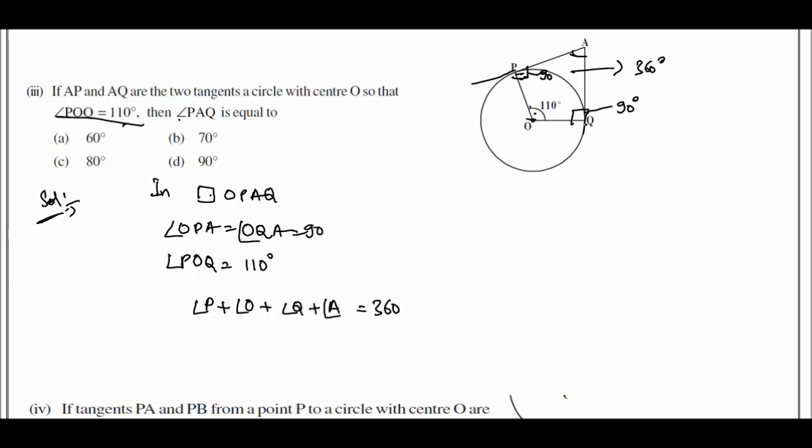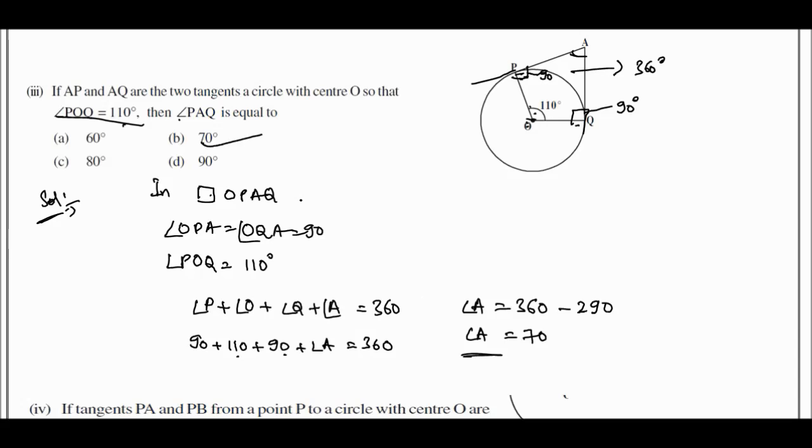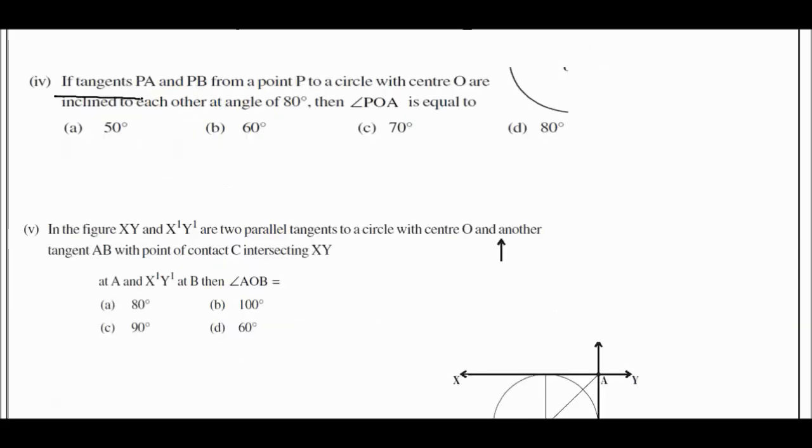So angle P you know, angle Q you know, angle O you know. So we substitute: 90 plus 110 plus 90 plus angle A is equal to 360. So 90 plus 90 is 180, 180 plus 110 is 290. Angle A is equal to 360 minus 290. So the answer is 70. So angle A is equal to 70 degrees. This is the answer.